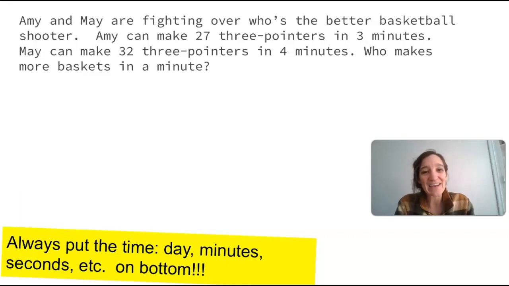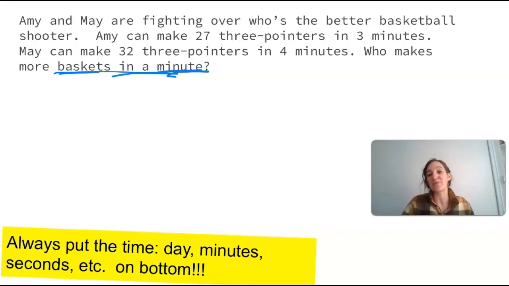Well, that is where unit rate comes into play. By using unit rate, you can figure out who makes more baskets in 1 minute. If you can get them both down to how much that is per minute, then you can really see who is the better shooter, or who makes more baskets per minute. So let's do it.